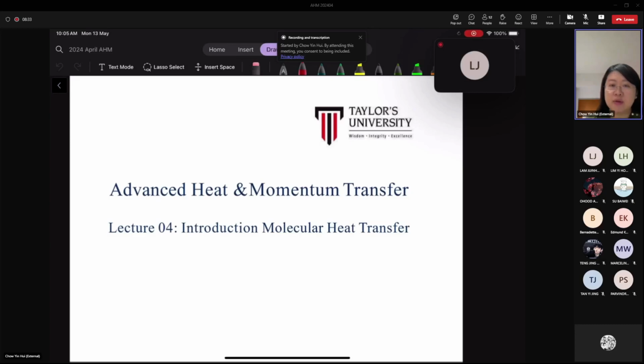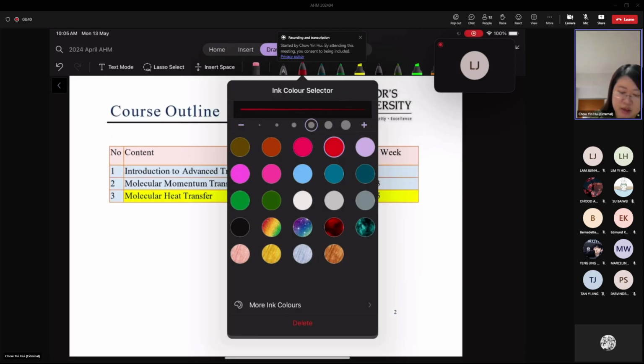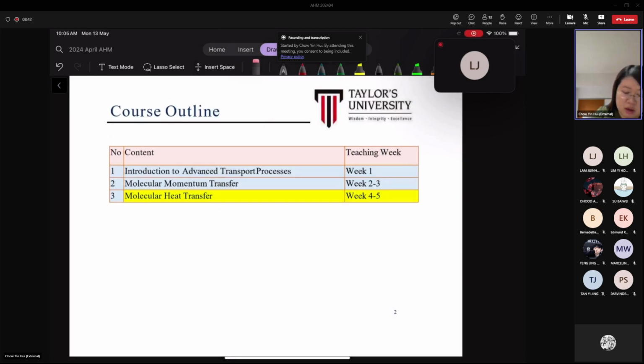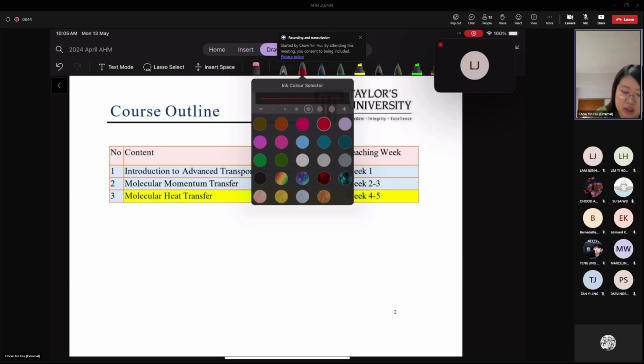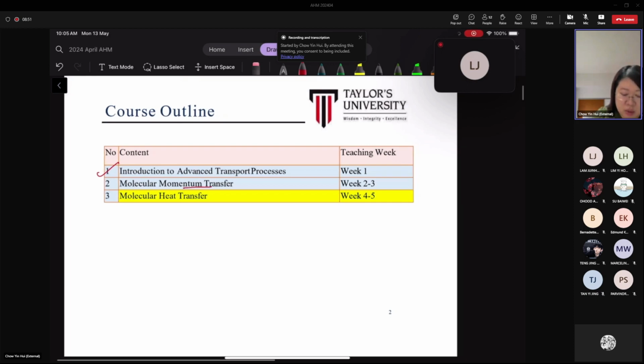So for today, we are going to cover the fourth lecture, which is where we are now. We have done the part on the basic introduction to what is heat and momentum transfer, right? And then for the last 2 weeks, we talked about molecular momentum transfer.